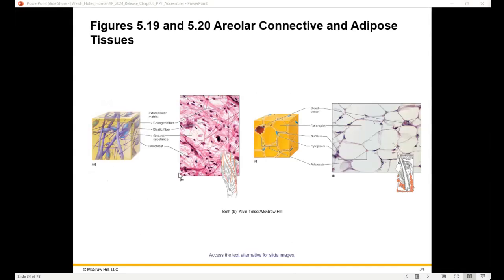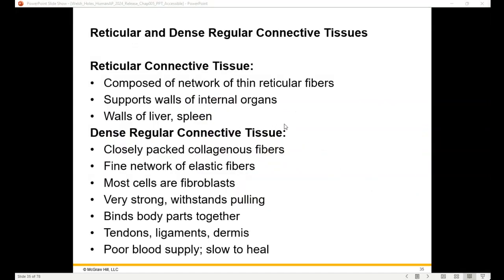And on the left here, you'll see the areolar connective tissue, and on the right, the adipose tissue. Notice the adipose tissue looks like bubbles, but you do see the nuclei pushed to the side of the cells. Okay, reticular connective tissue. It's composed of a network of thin reticular fibers. It supports walls of internal organs, like the liver and the spleen.